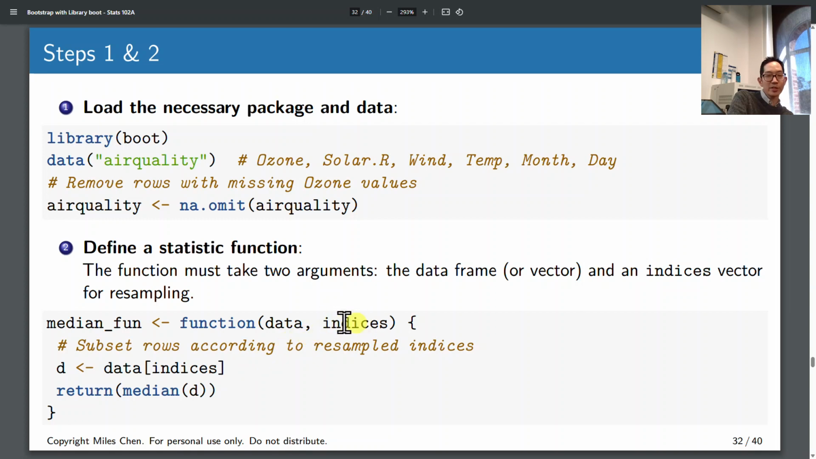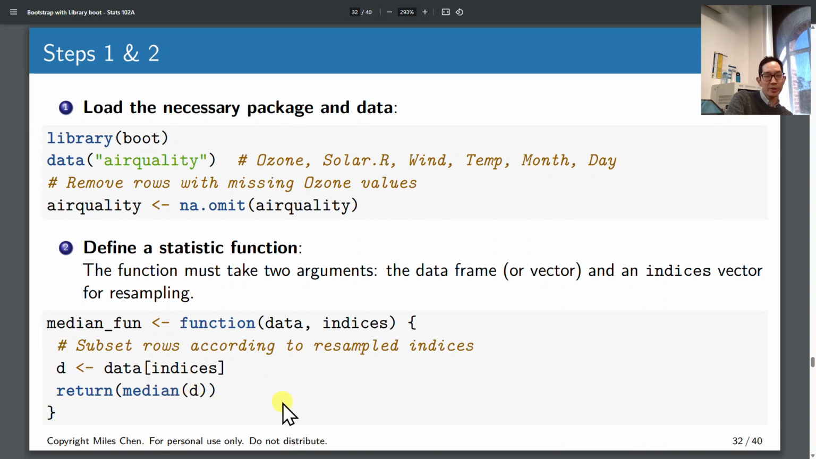But the index is going to be resampled. This will be provided by the boot function, but I need to subset my data using the index. So I'm going to have just one line here that says take the data and subset using the indices. Okay, so I've got data, square bracket, indices. That's going to be my resampled data. I say give me the median of that and return that. That's going to be the entirety of the function. This is going to calculate the median of my resampled values.